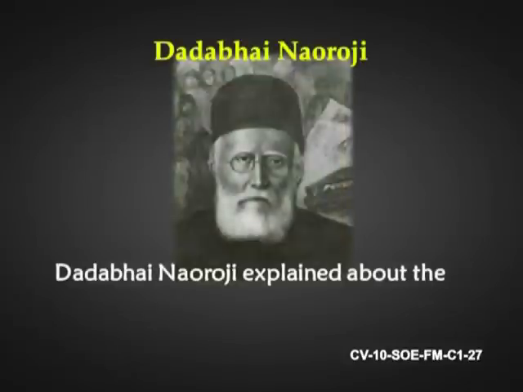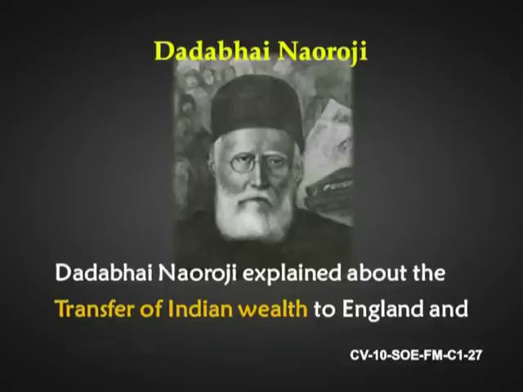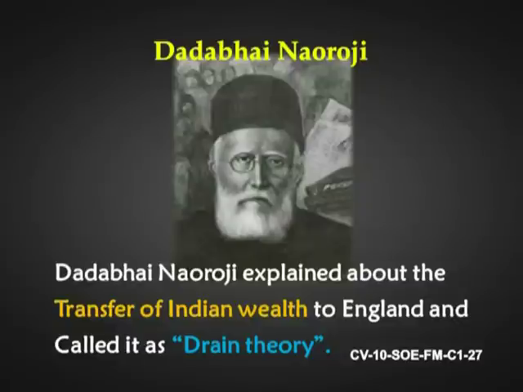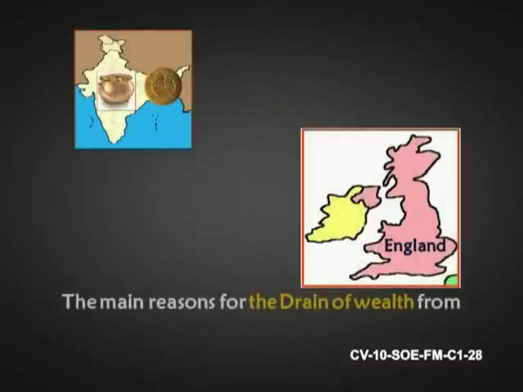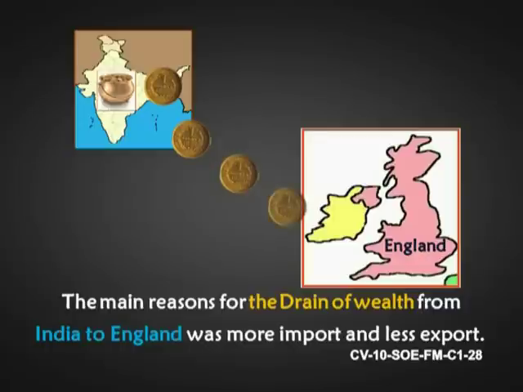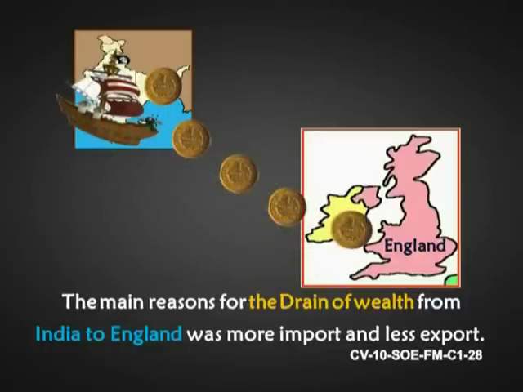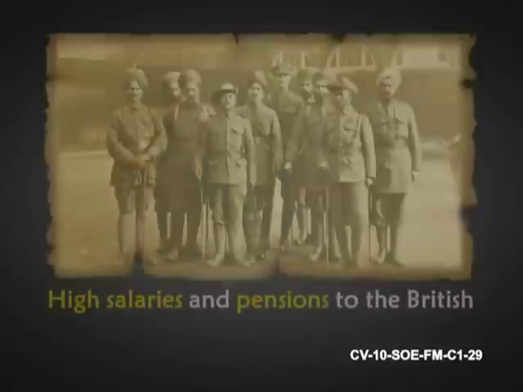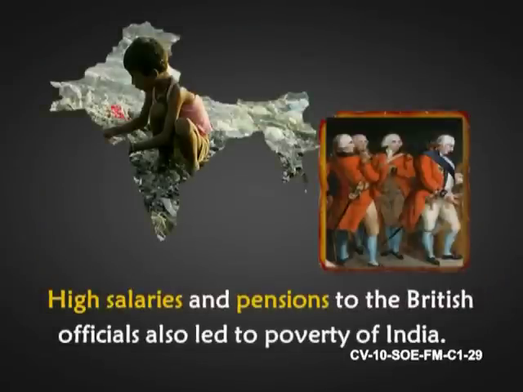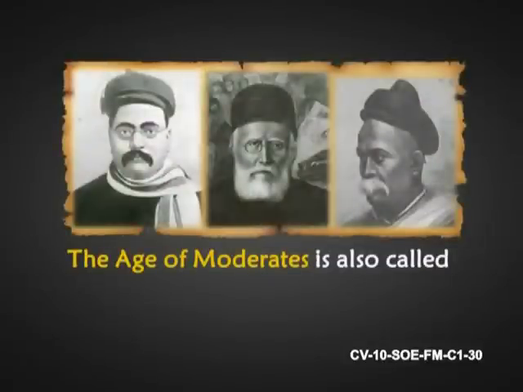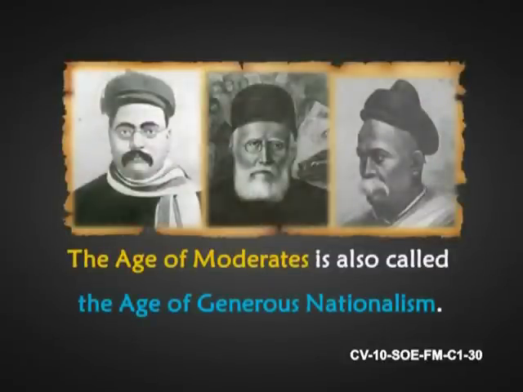For the first time, Dadabhai Naoroji explained the transfer of Indian wealth to England and called it the drain theory. The main reasons for the drain of wealth from India to England were more import and less export. High salaries and pensions to the British officials also led to the poverty of India. For these reasons, the age of moderates is also called the age of generous nationalism.